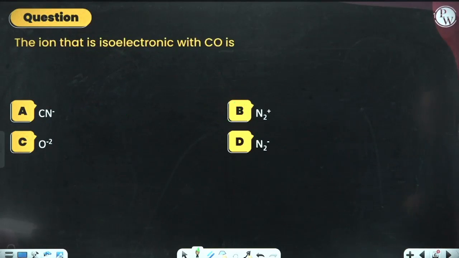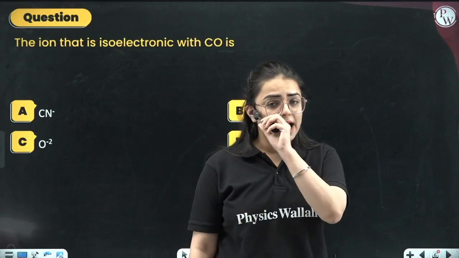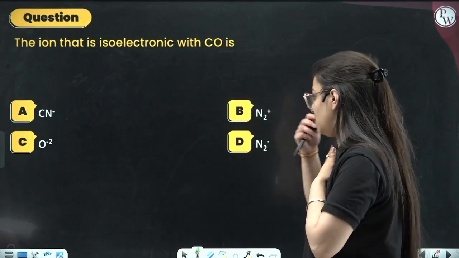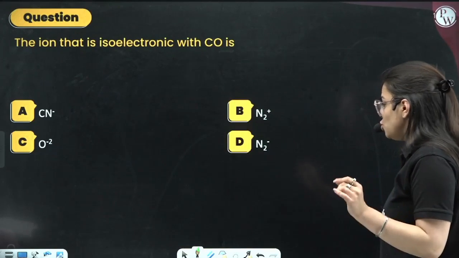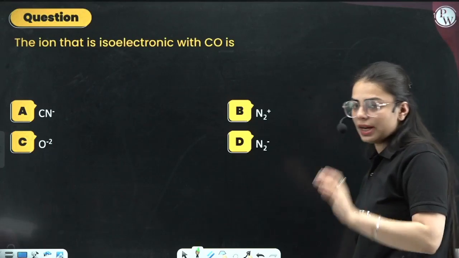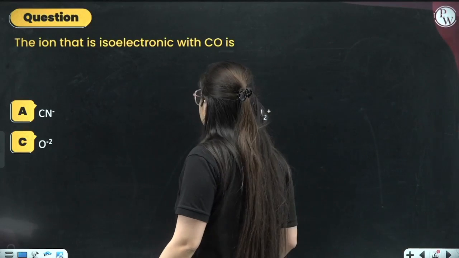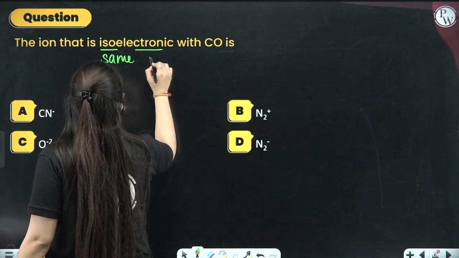Okay. The ion that is isoelectronic with CO is, the ion that is isoelectronic with CO is: A option is CN negative, B option is N2 positive, C option is O2 negative, and D is N2 negative. Okay. Now let us see one by one. Again, iso refers to same, electronic refers to electron.